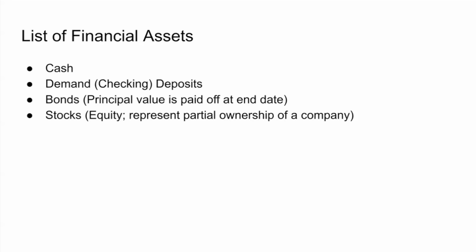So here are some examples of financial assets. Cash is the simplest one. Demand deposits, which is money that's put in checking accounts. Bonds, which are purchased, and they have a set principal value that's paid off at a set end date. For example, after a period of 1 year, you must wait 1 year in order to get that money. And stocks, which represent partial ownership of a company.